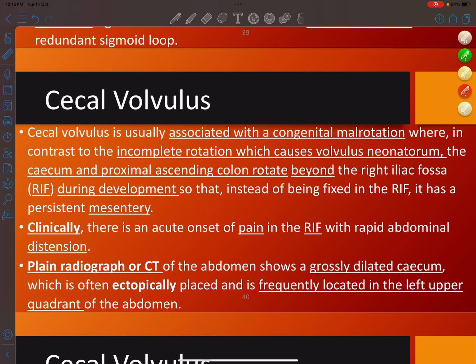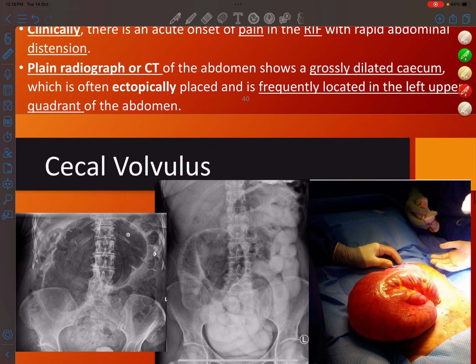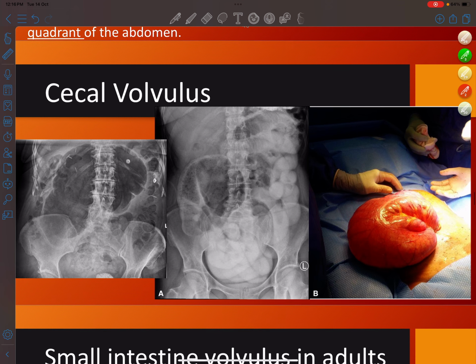Pain in the right iliac fossa with quickly developing abdominal distension. Plain X-ray will show the hugely dilated cecum. This is an example of the cecal volvulus on X-ray and on operation.